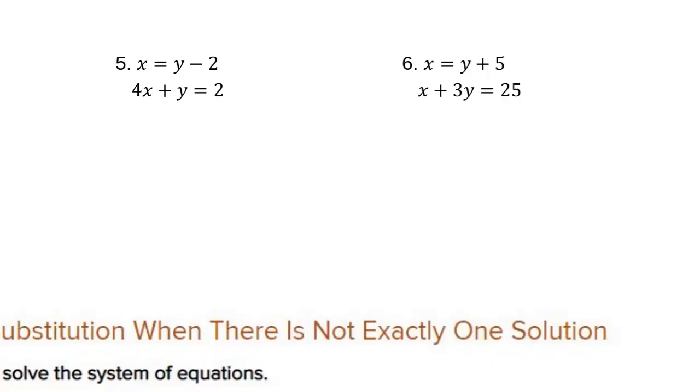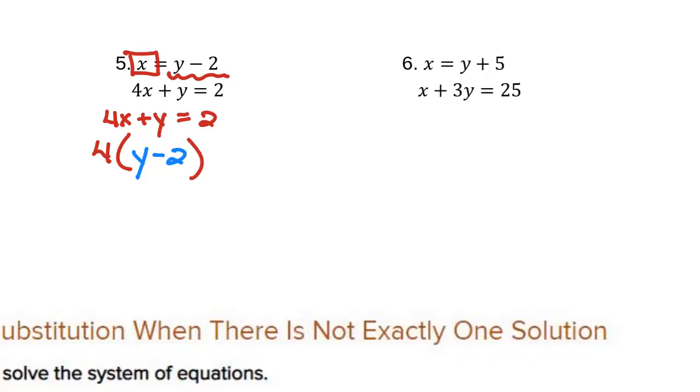Once again, here we have one of our variables isolated. This time it is the x, and that's okay. It doesn't always have to be y. It can be x. So every time I see an x in the other equation, I'm going to substitute y minus 2 in place of that x. So 4x plus y equals 2. And then I'm going to substitute in that y minus 2. And then don't forget the rest of it. Plus y equals 2.